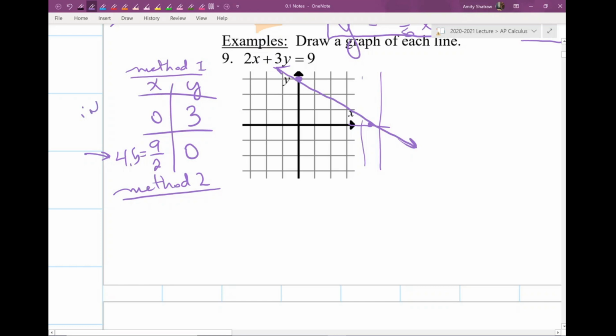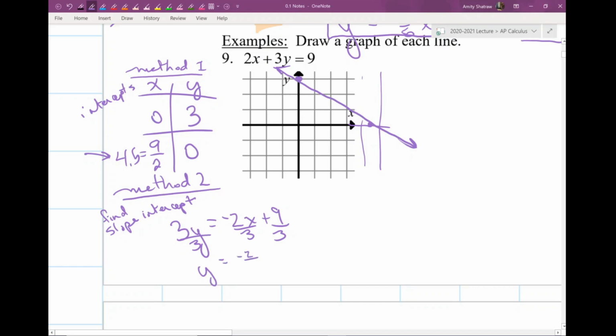So these are intercepts, and this is find slope-intercept. I would say then that 2x plus 3y equals 9. I'm going to minus 2x from both sides. So I have 3y equals negative 2x plus 9. And I'm going to divide by 3, divide by 3, divide by 3. And I say y equals negative 2 thirds x, and this is plus a 3.